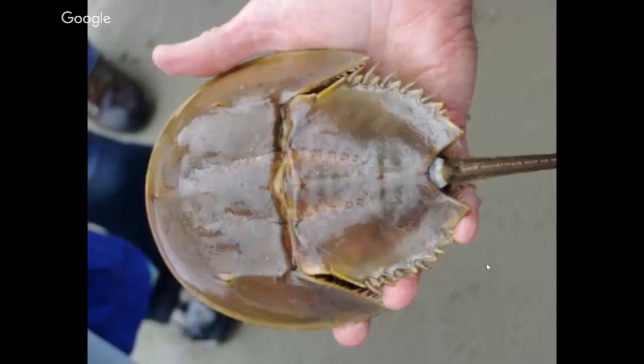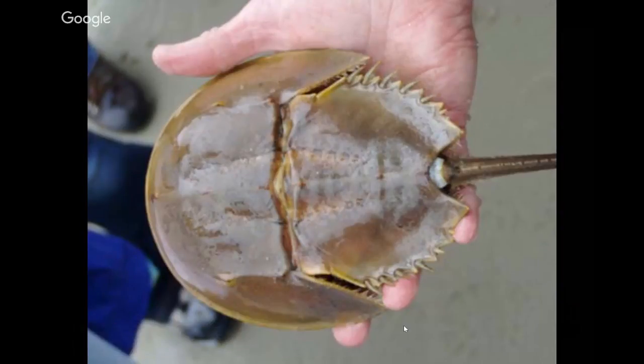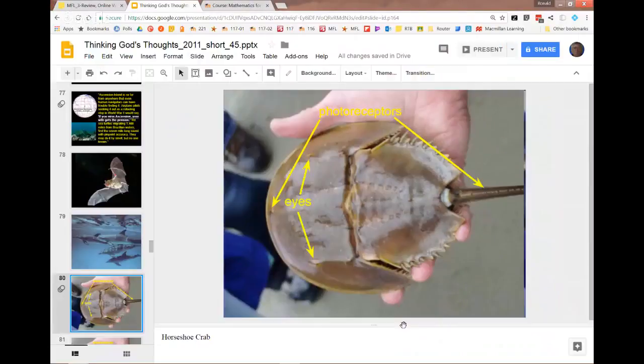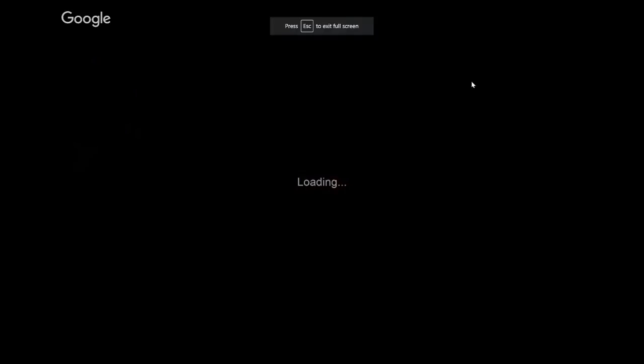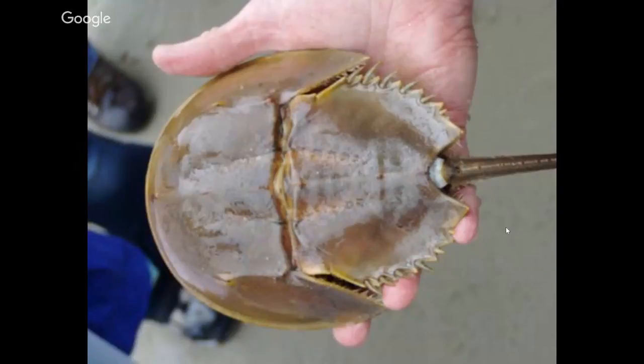This is a horseshoe crab. Okay, and a horseshoe crab has the ability to sense light when it's extremely dark. It actually has eyes at those locations, including that stem that comes out on the right there. It can sense light in total darkness.